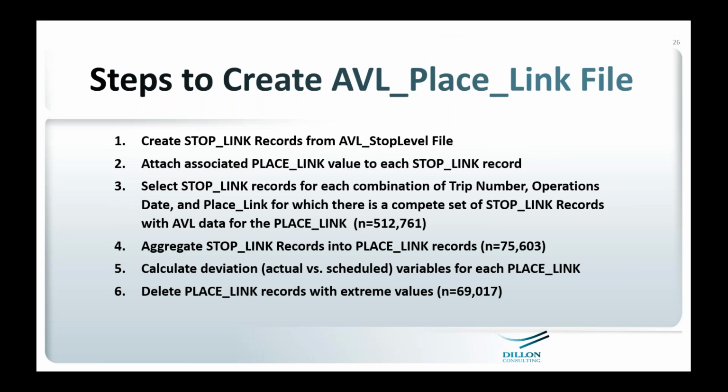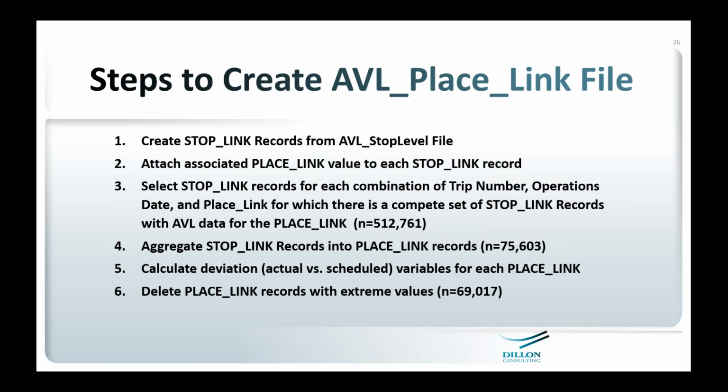The stop link records had to be created from the stop level file, then we attached the place link value to each stop link record, and then selected the stop link records for each combination of trip number, operations date, and place link for which there's a complete set of stop link records. That really meant that you had to have a full set of data for each place link. Sometimes one stop link was missing, so we had to throw out those particular data. That brought the number of records down to a little over 500,000.